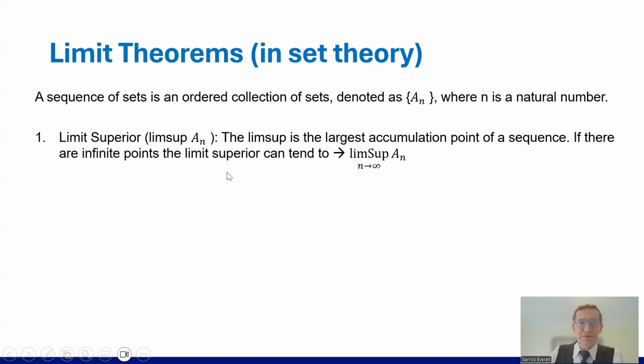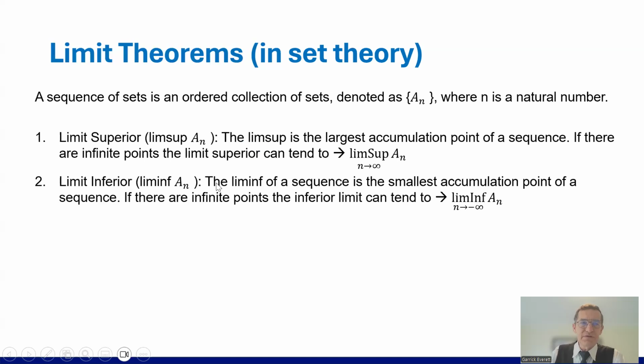So the first one, limit superior, or lim sup of A_n. The lim sup is the largest accumulation point of a sequence. If there are infinite points, the limit superior can tend to infinity, as n goes to infinity of lim sup A_n. Similarly, limit inferior, the lim inf of a sequence, is the smallest accumulation point of a sequence. If there are infinite points, the inferior limit can tend to negative infinity, so n going to negative infinity of A_n.